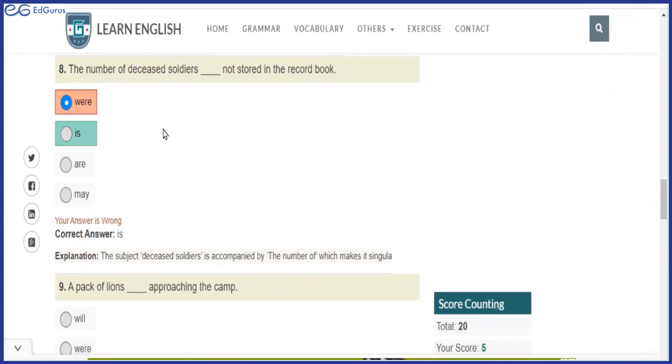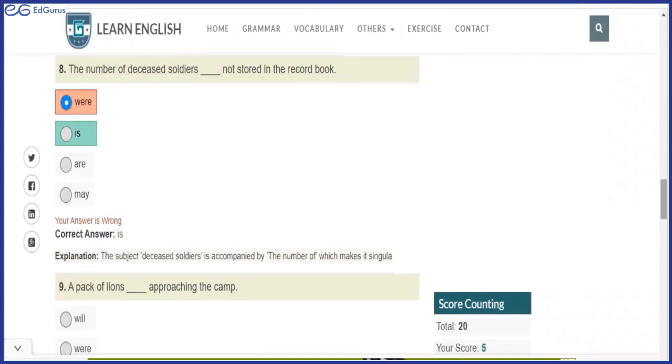You must have read the article, the use of "a" and "the" article, right? So remember that. Deceased soldiers, this is accompanied by "the number". The number makes it singular. That means the verb is going to be used for the number, not for the soldiers. Right? That the number is not stored.